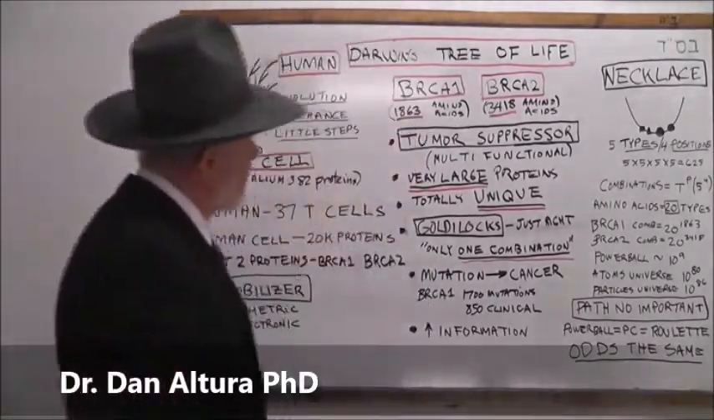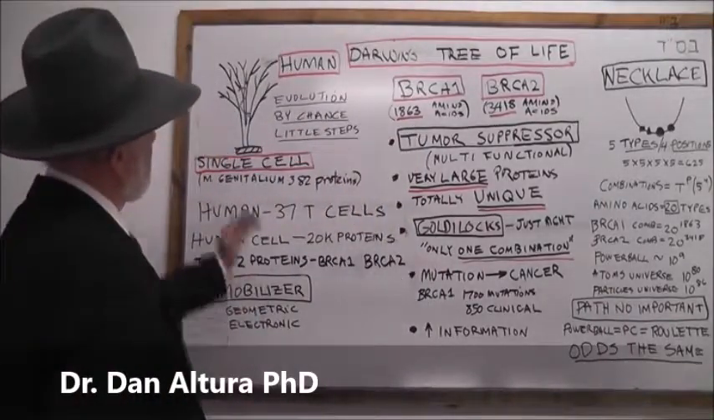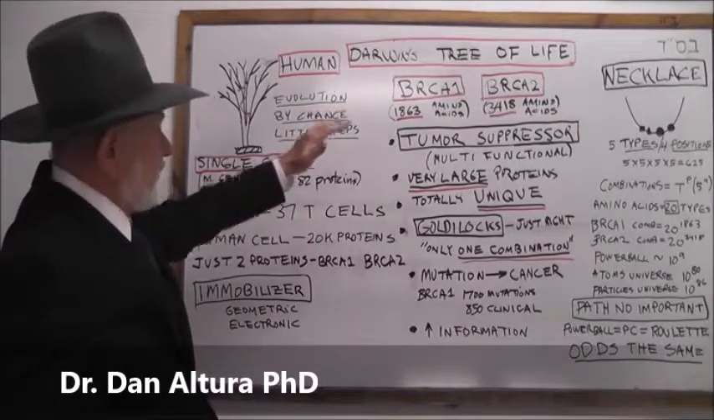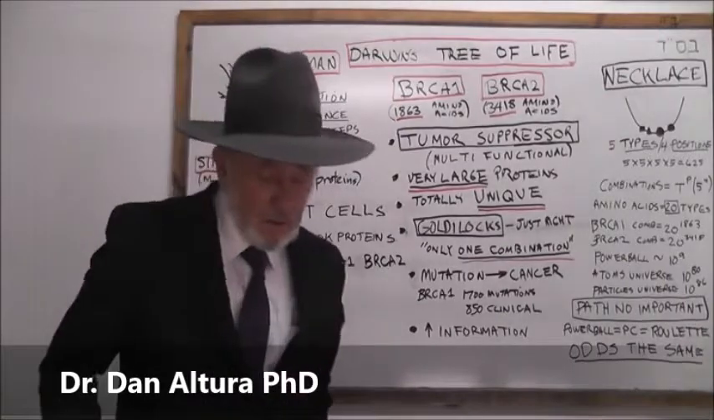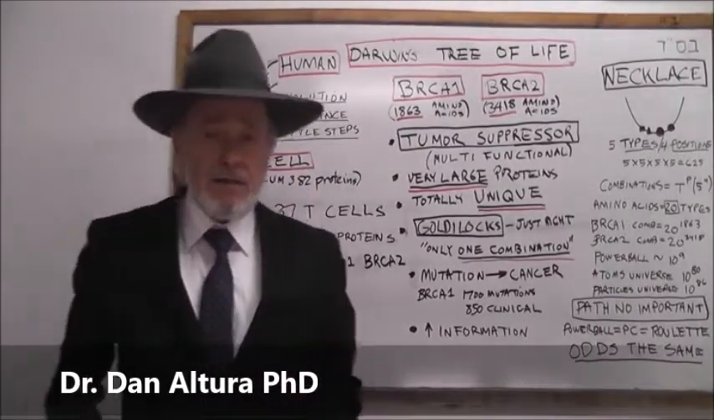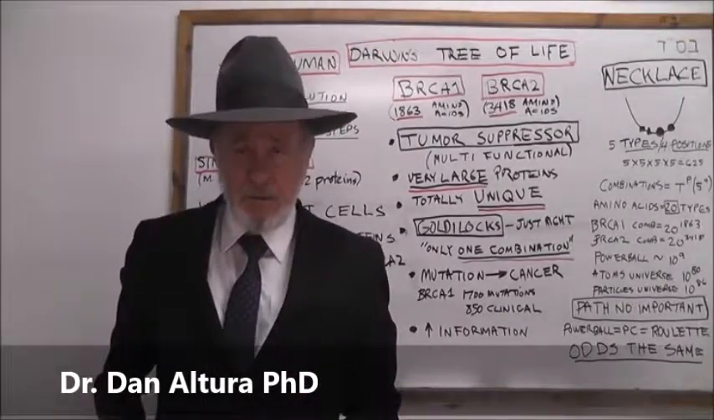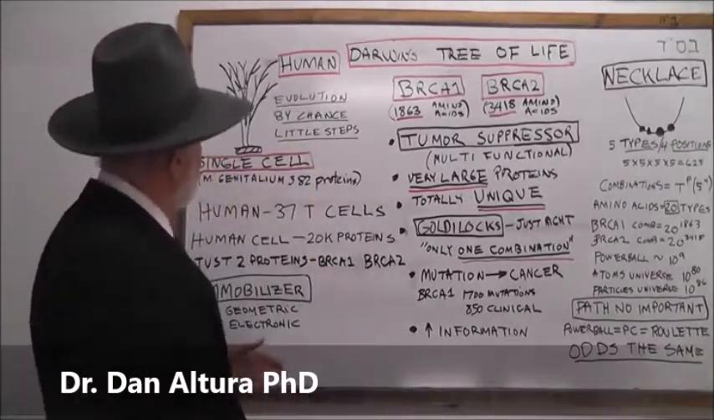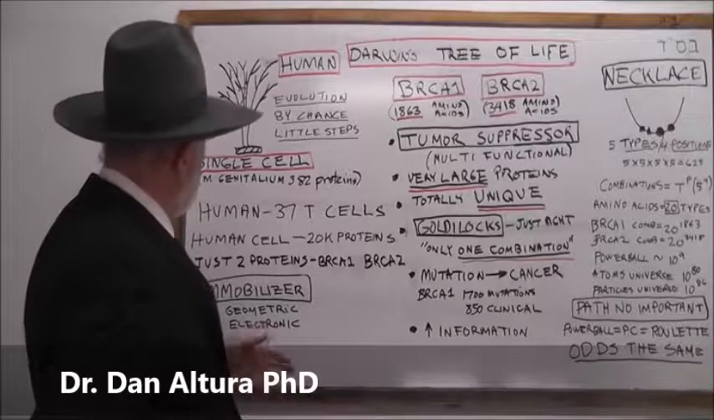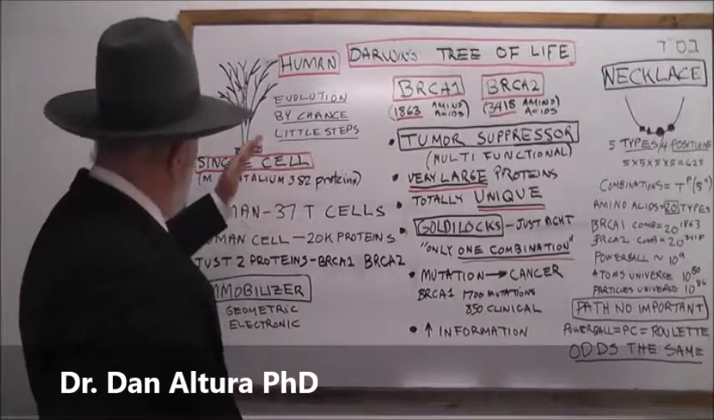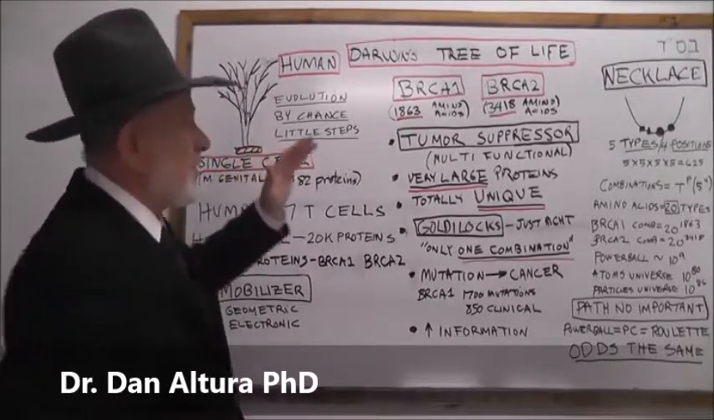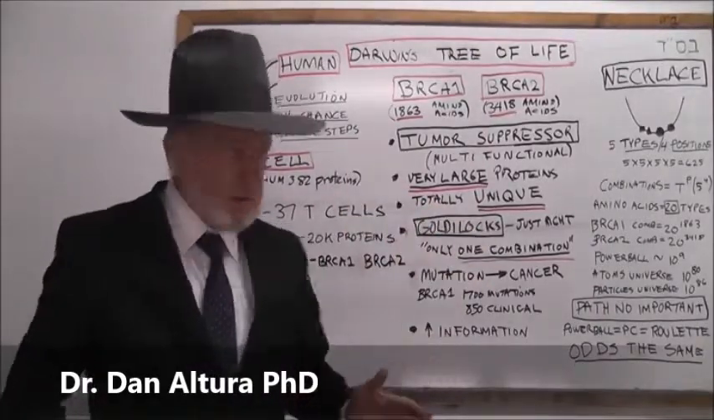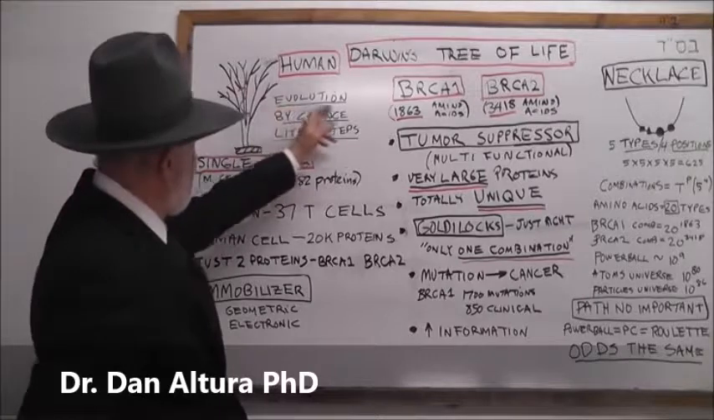What I'm going to discuss today is a special application of Darwin's tree of life. Darwin, back in 1859, came out with his famous book, where he described the tree of life. Basically, what it says is that life, as we see it today, developed by total random processes, by chance. This is what we call evolution.